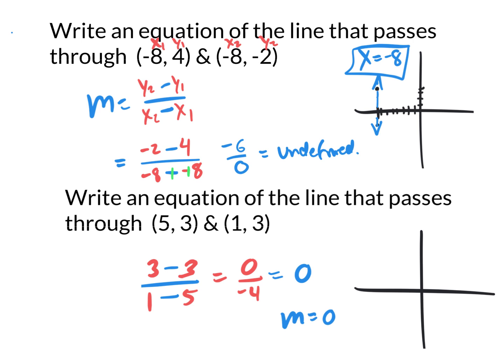And if you're still confused, you could think about the visual of this. 5, 3: 5 on the x, 1, 2, 3, 4, 5, 3 on the y, 1, 2, 3. So there's 5, 3. And where's 1, 3 at? 1, 3 is right there. So obviously, this is a totally flat line crossing the y-axis at 3. So your equation of this blue line with slope 0 would be y equals 3.